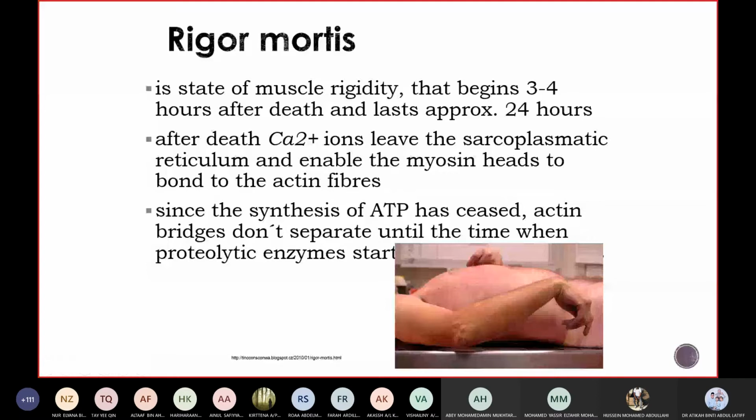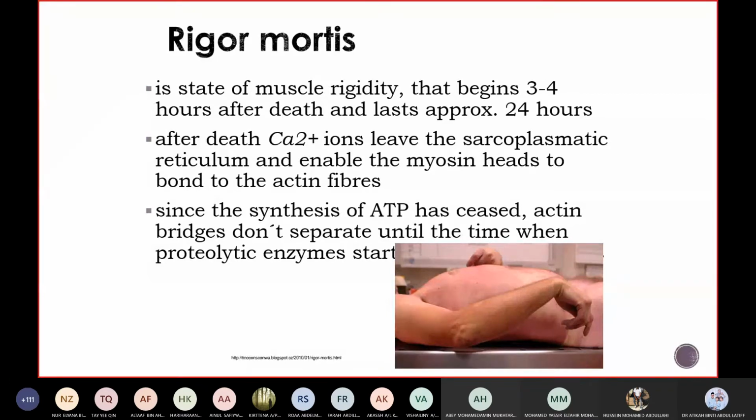Okay, because the proteolytic enzymes will start to eat up the proteins, which are the myosin heads and actin fibers. Okay, that will be about 24 hours. And then all the muscles will start to relax. Okay, they won't be rigid anymore. And that's how you tell: if the muscles are relaxed instead of rigid, then you know it's already been more than 24 hours after time of death.